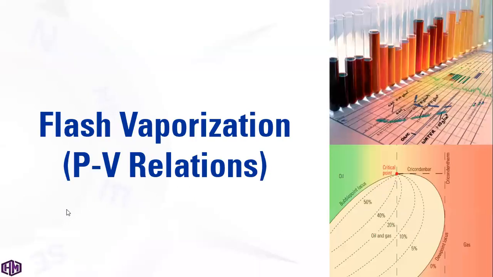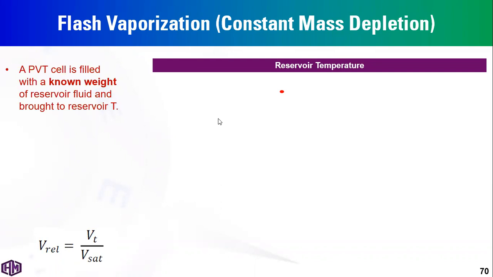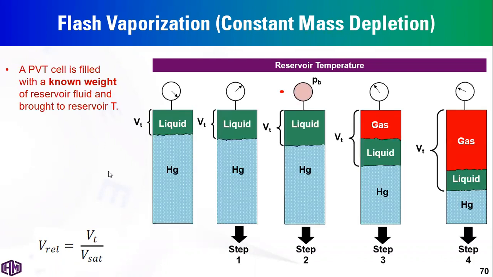for C7 plus components. So flash or PVT, the pressure-volume relationship. It's simply, as mentioned before, all PVT experiments are carried out at constant reservoir temperature, which means the system is isothermal. So the PVT cell is defined using specific weight, starting at the initial reservoir pressure or at pressures higher than the initial reservoir pressure, and the reservoir temperature as mentioned.